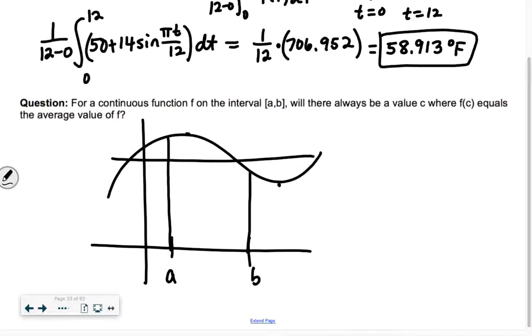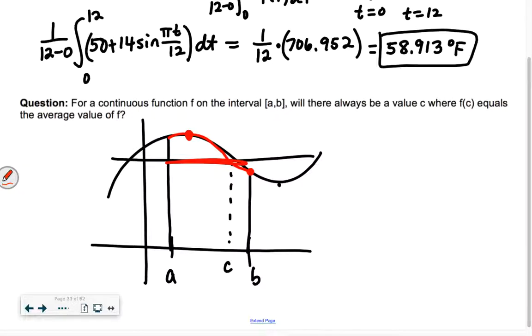Would there have to be a place between a and b that makes that happen? If you're talking about the highest point on this interval and the lowest point on that interval, does there have to be an average somewhere between them that you go through? Yeah, if it's a continuous function, you have to go through that height. That's basically the mean value theorem for integrals.